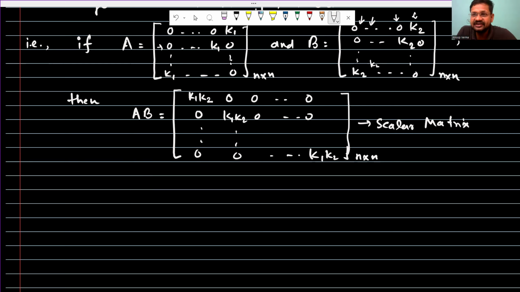If we are multiplying some scalar into a backward scalar matrix, it will remain a backward scalar matrix, because the constant will be multiplied to each and every element of the matrix. Where there is zero, zero remains, and where there is non-zero, non-zero remains. So that will be the thing. Okay, so let us see.